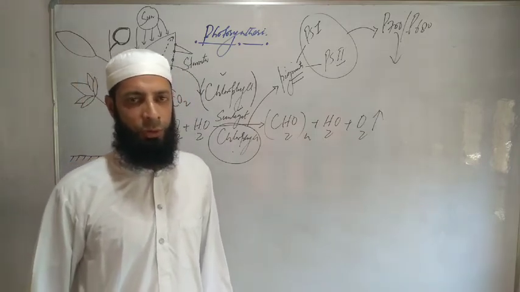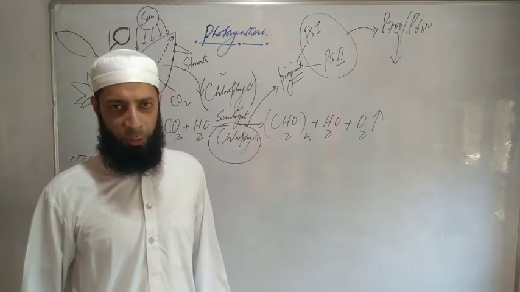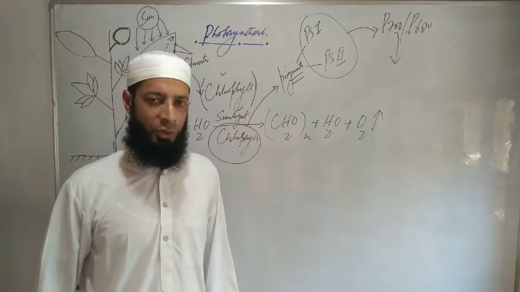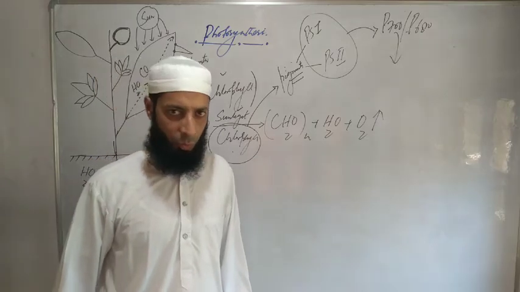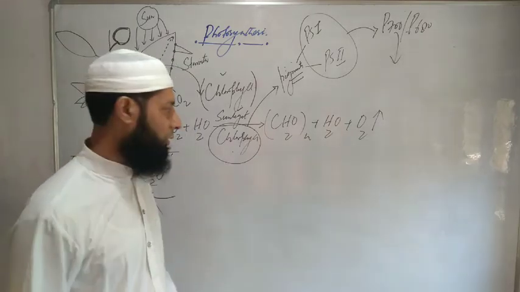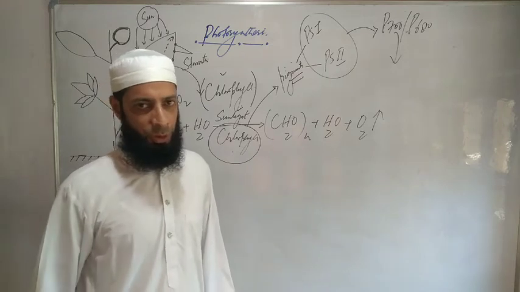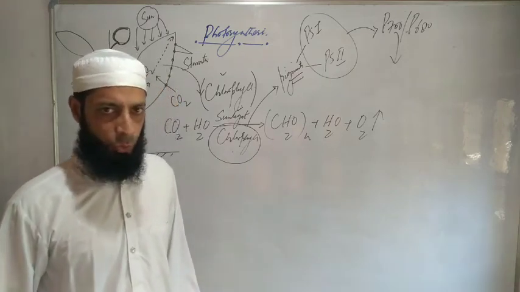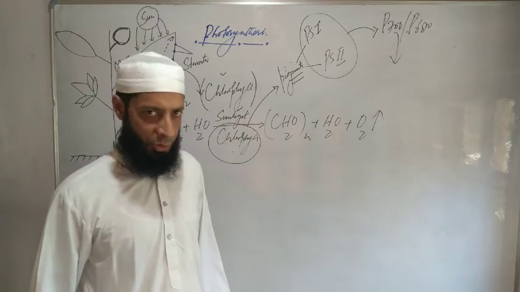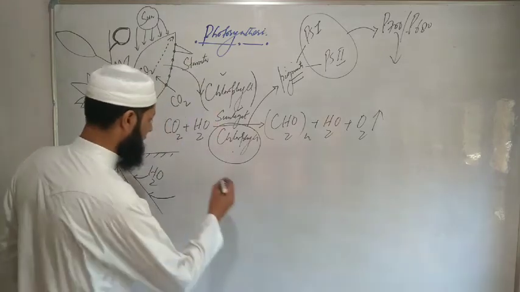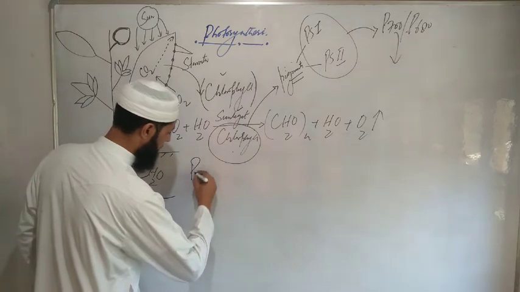Number 4 is that green coloring pigment chlorophyll present in the chloroplast of leaves. Now the process of photosynthesis is completed in two major phases or two major stages. That is the process of photosynthesis.